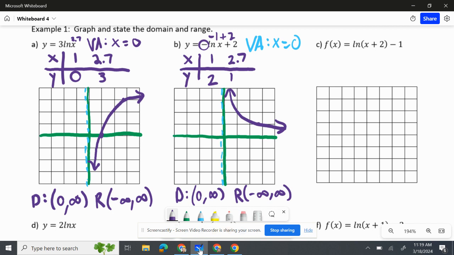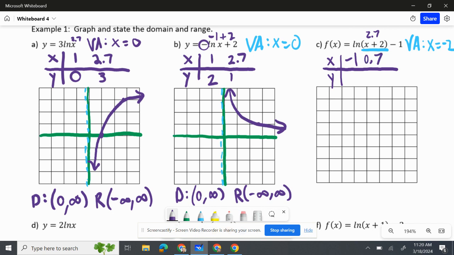Looking at the next one, we're going to start off with our vertical asymptote. So our vertical asymptote is going to be x is equal to negative 2, because this is what gives us a 0. Then we're going to have our table of values, and we have to think a little bit through this one. It's not just going to be 1 and e. What we have to do is figure out what gives us a 1. So what number plus 2 gives us 1, and that would be negative 1. And what gives us a 2.7 is just going to be 0.7.